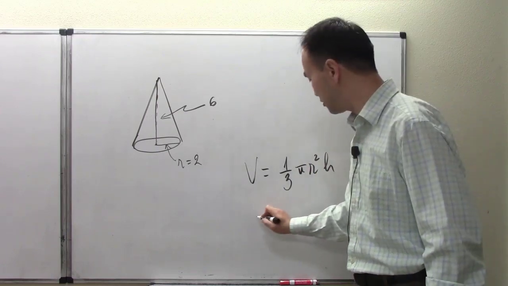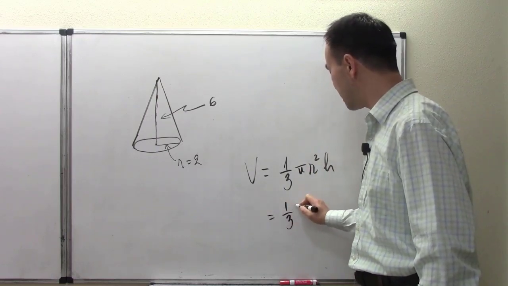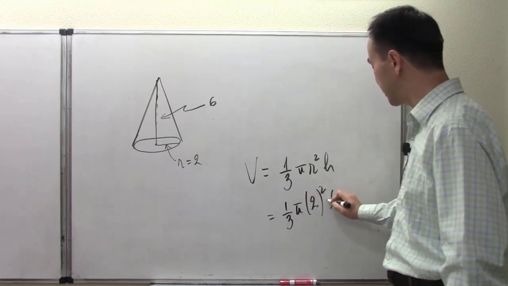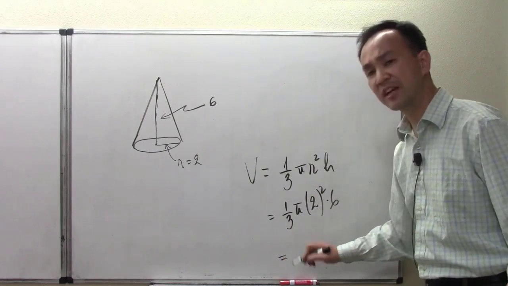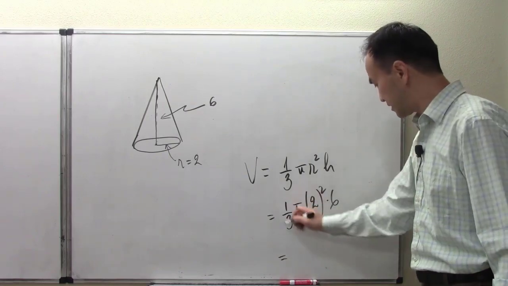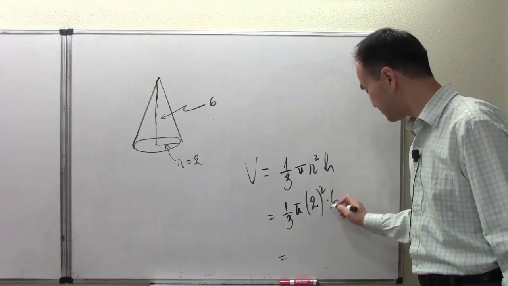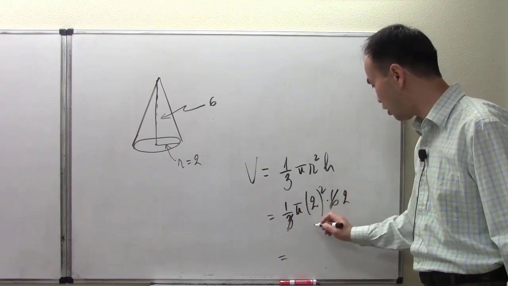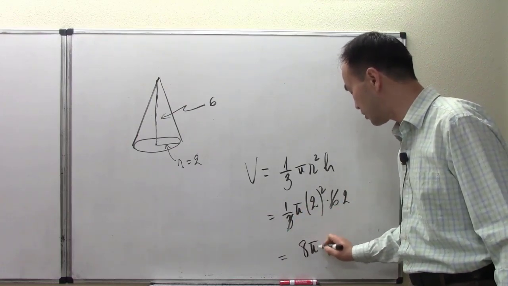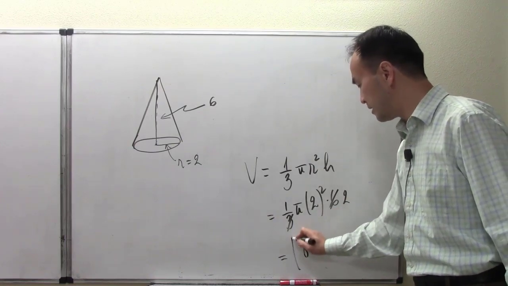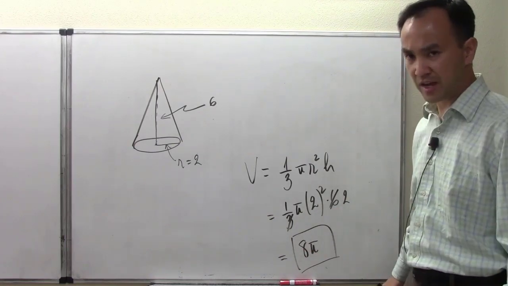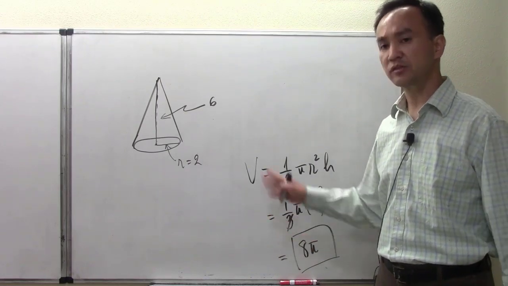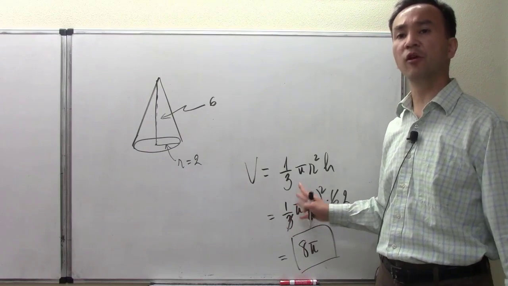That is going to be 1/3 pi times 2 squared times 6. The 6 cancels with the 3 and leaves behind a 2, so all together the volume is 8 pi. As I'm saying, we have a quick way to know the answer. High school geometry students know this answer because we have a formula.